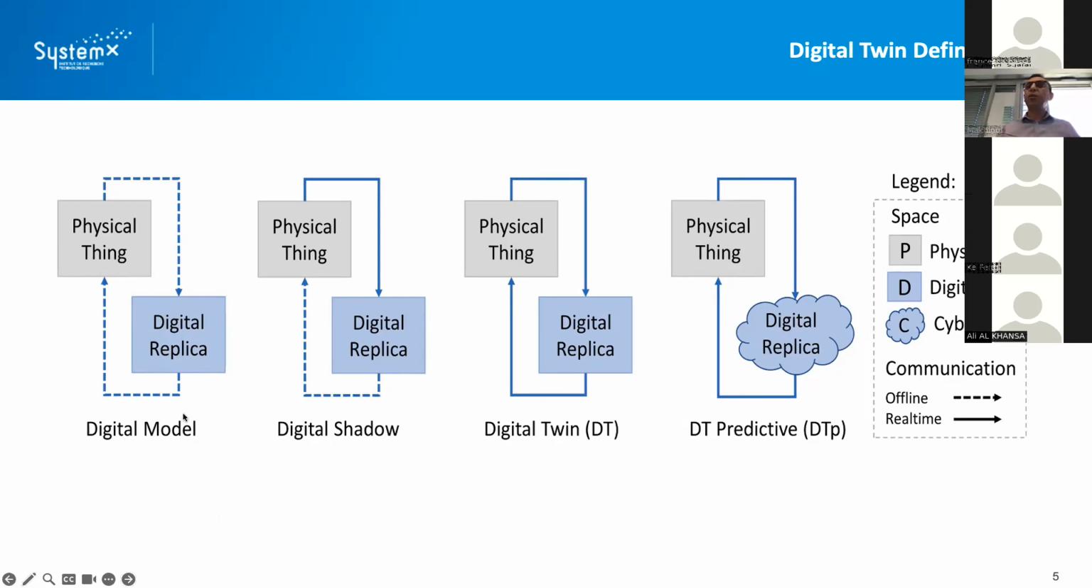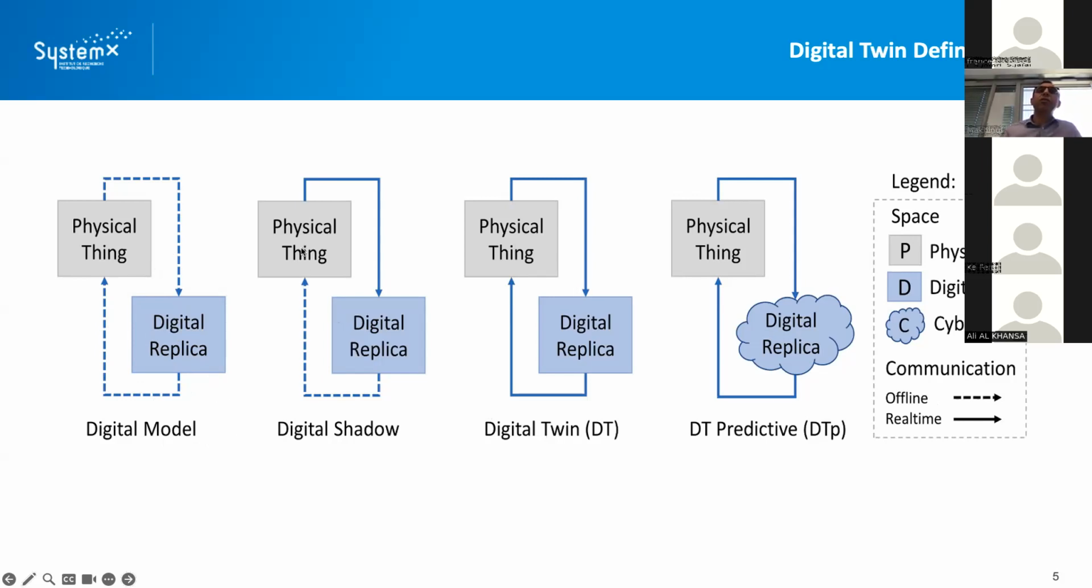But we are not going to talk about digital twin in this case. This dashed line is represented here to say that the communications are offline. Okay, so that's exactly what we talk about with the digital model. So we have a physical thing, and from time to time, I'm going to make some communications, input data, etc., to see how this digital replica will consume this data and then make the feedback offline.